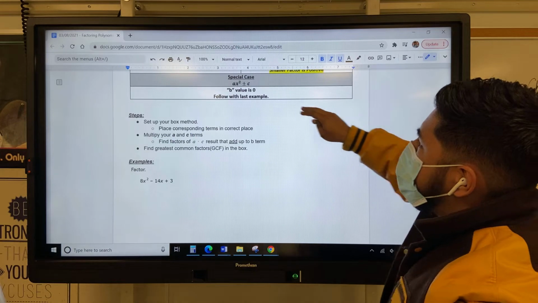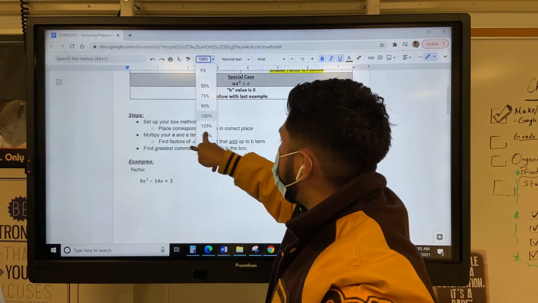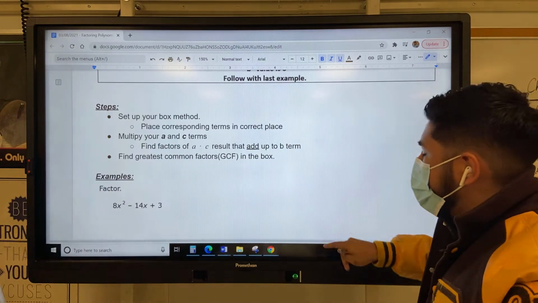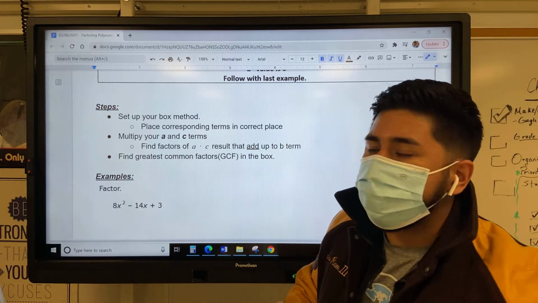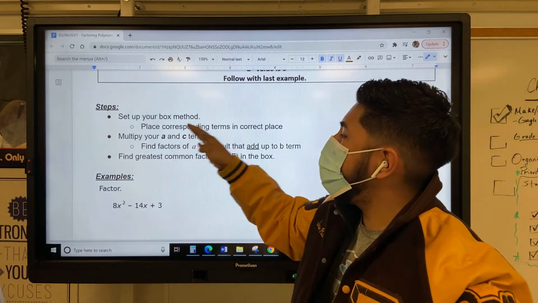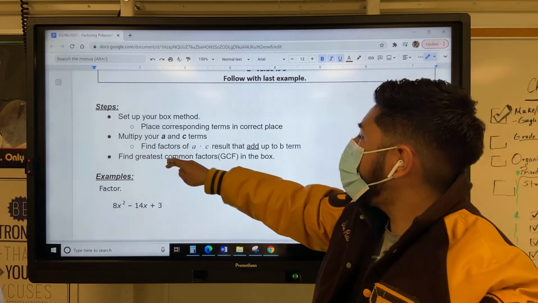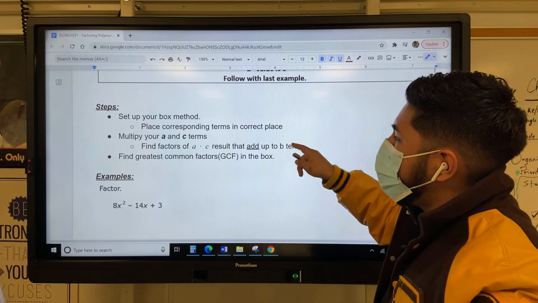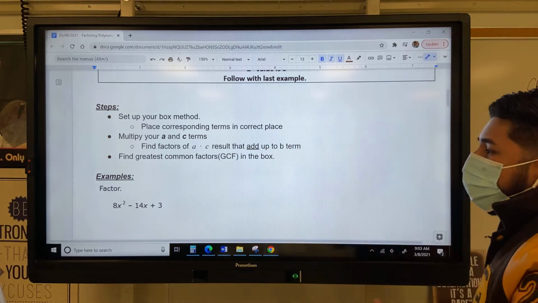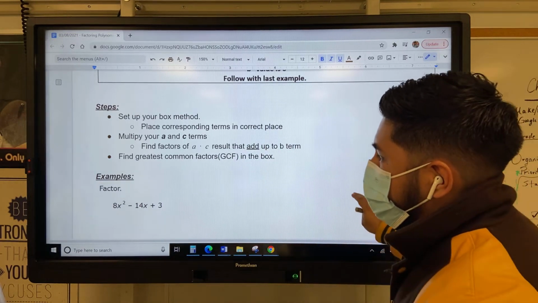Put some couple of steps right there. Zoom in. Steps: set up your box method, place corresponding terms in the correct place. Then you got to multiply your A and your C. And then after you get that result, you make sure that your factors add up to the B term, which is that middle part, and then we'll be good to go.